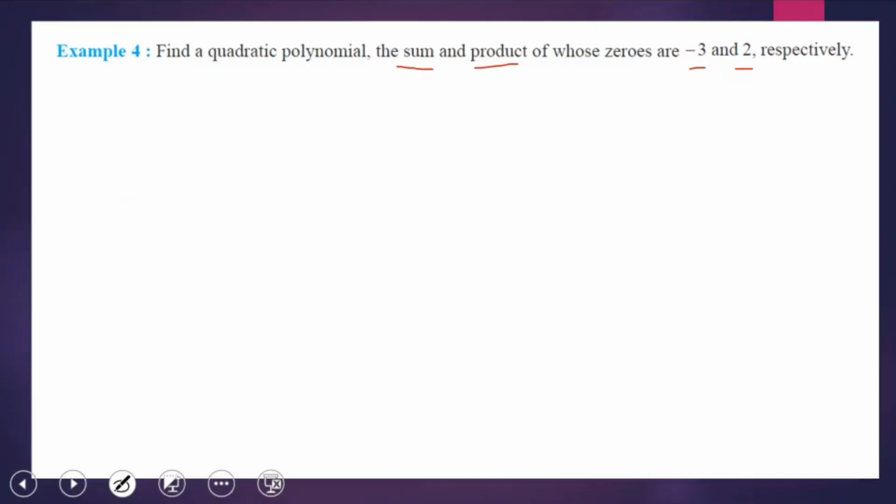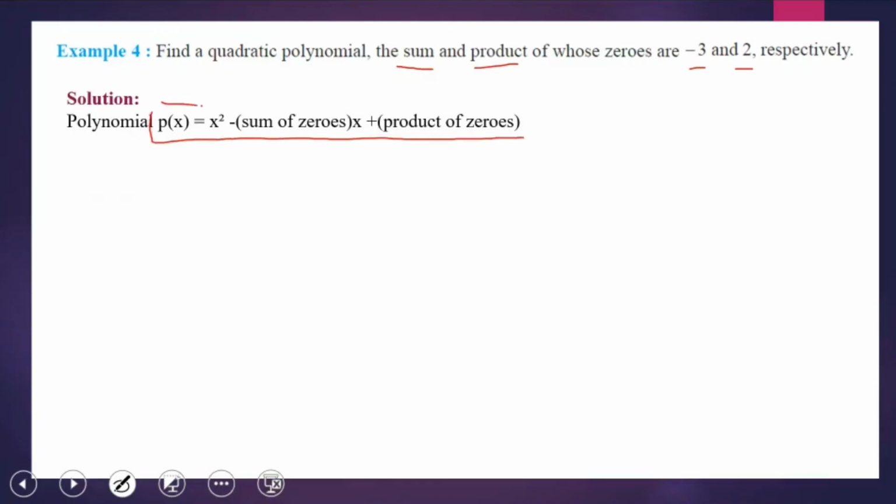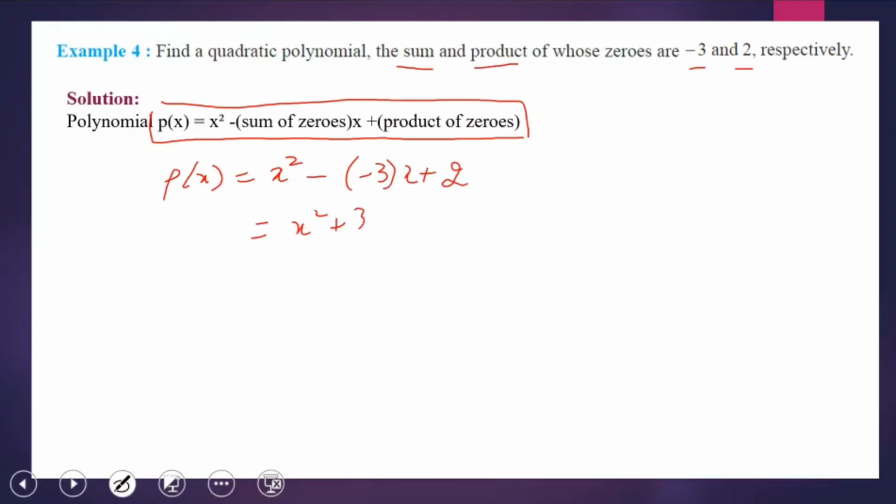You should know that any polynomial can be given by p(x) is equal to x square minus sum of the zeros into x plus the product of the zeros. When I know this formula, I can easily write the polynomial. The sum of the zeros is equal to minus 3 and the product is 2. So p(x) comes out to be x square minus minus 3 into x plus the product 2. So I get x square plus 3x plus 2 as the required polynomial. I hope you have understood this question.